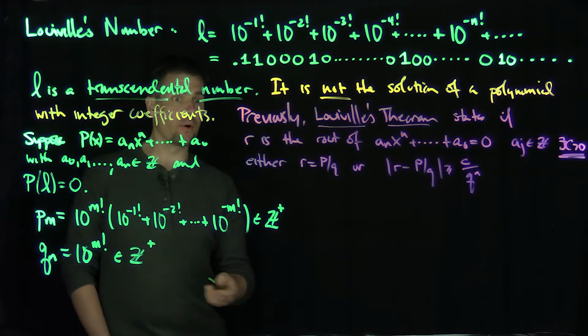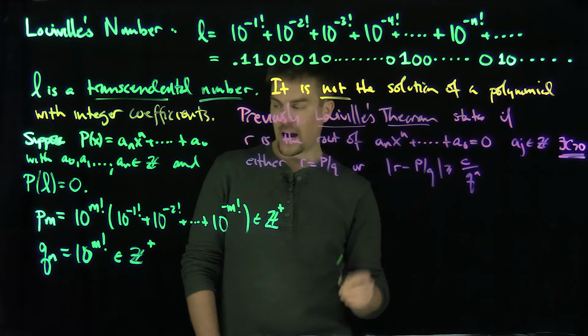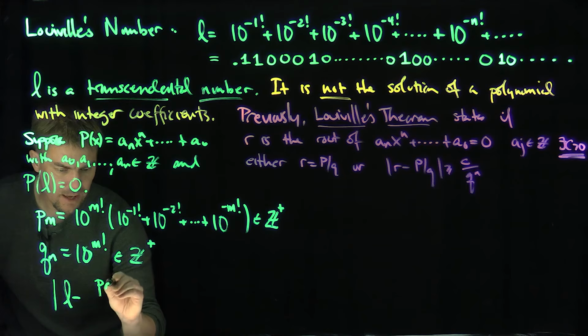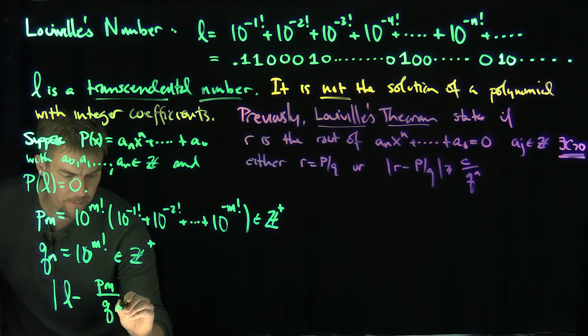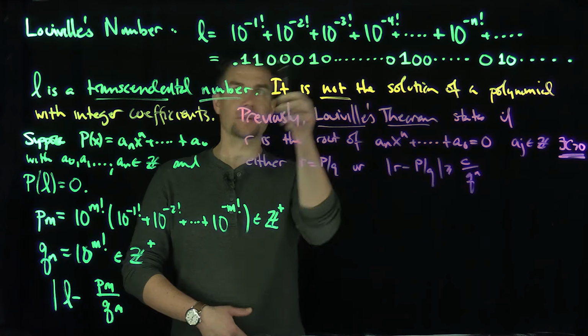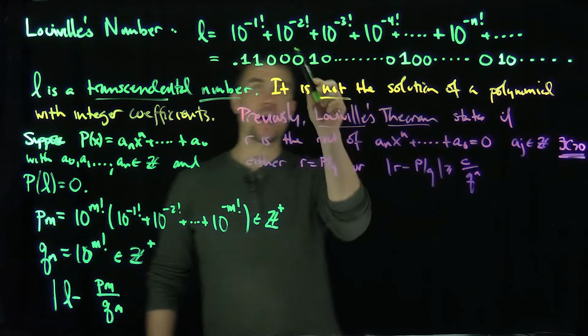And what can I say? Since L is not a rational number, I know that I can bound this. I know that L minus p_m over q_m, and of course L is not equal to this number, because the ratio of p_m and q_m clearly stops at 10 to the negative m factorial, but L goes on forever.